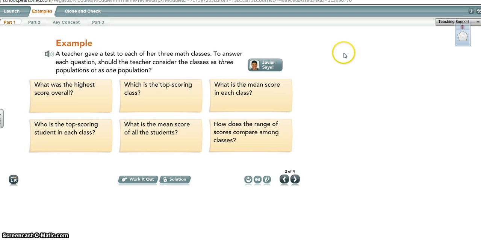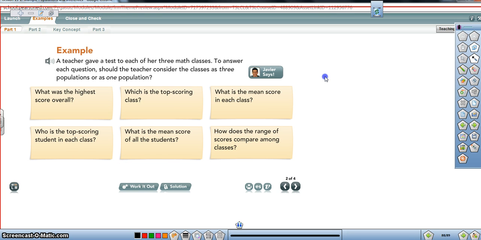A teacher gave a test to each of her 3 math classes. To answer each question, should the teacher consider the class as 3 populations or as 1 population? So in order to answer this question, we need to be thinking, would we put everyone in the same group and ask them the question, or will we divide them up by class and ask the question of each class? What was the highest score overall? Well, overall is a good keyword telling us that we're talking about all the classes, not just one or the other, but all the classes all together. So we would think of this as one population.